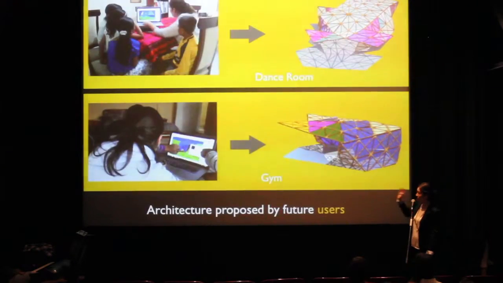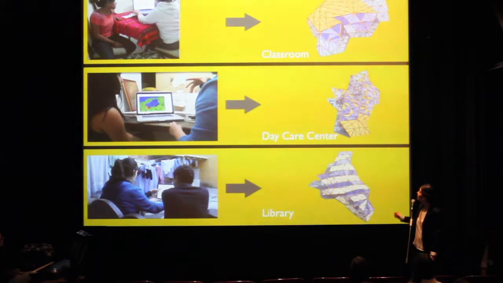So with this kit of parts strategy, they developed some volumes. The first one is a dance room, and you can easily see the influence of the girl in the colors. Then a gym, and this caught my attention because the kids were so aware of the ventilation and the illumination, so they tried to incline some triangles. Then a classroom where the light has a really important role, a daycare center, and a library where the alternation between shadows and light creates a cozy place to read.